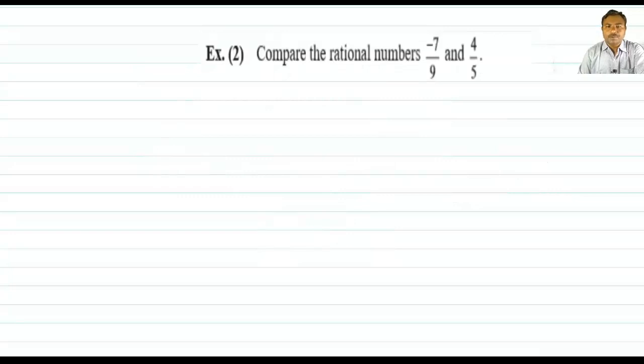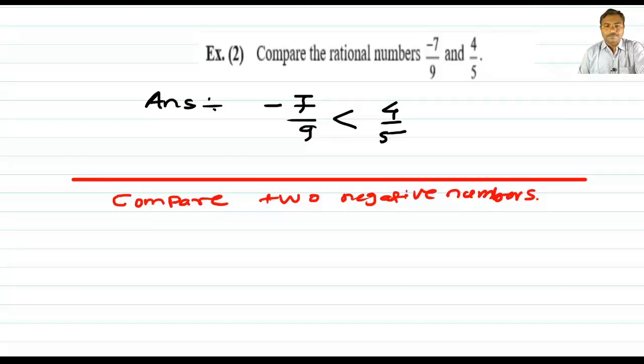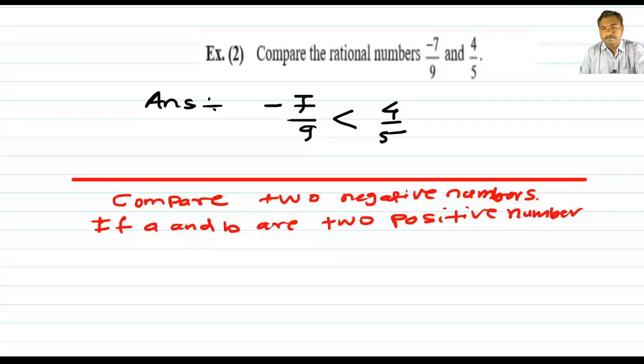Let us see another example. Compare the rational numbers negative 7 upon 9 and 4 upon 5. A negative number is always less than the positive numbers. Therefore, negative 7 upon 9 is less than 4 upon 5. Compare two negative numbers. If A and B are any two positive numbers, A is less than B, then negative A is greater than negative B.